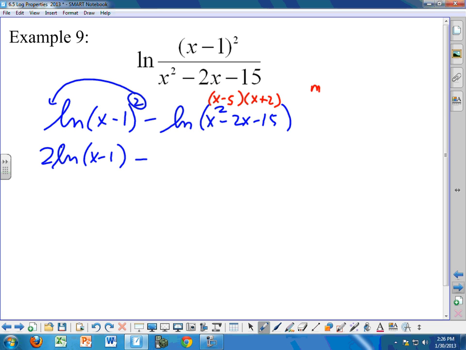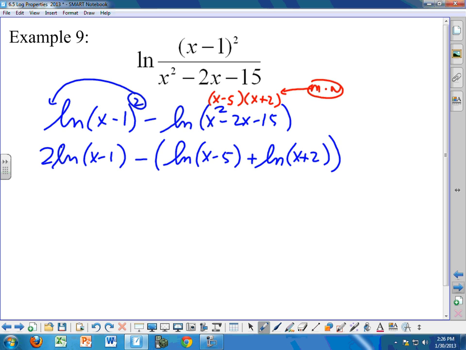That's the m times the n, and we know that a logarithm that has an m times an n can be broken up. So I'm going to break that up into its sum. I'm going to put a parenthesis around this again. It's going to be the natural log of x minus 5 plus the natural log of x plus 2. And just like we did in the last problem, we'd like to distribute this negative into both terms. That's the trick to this one.